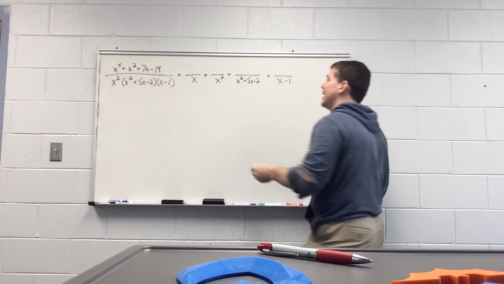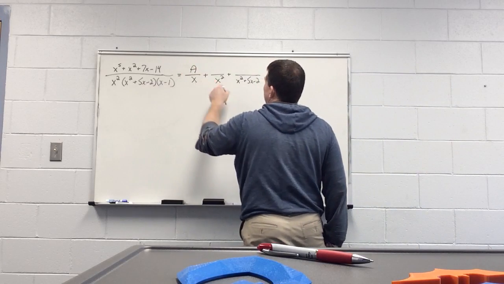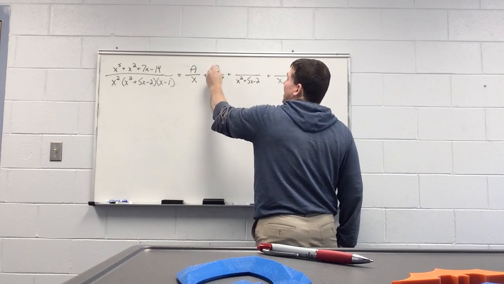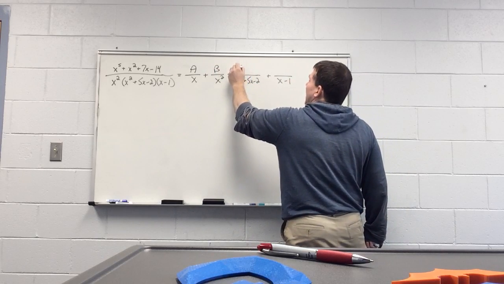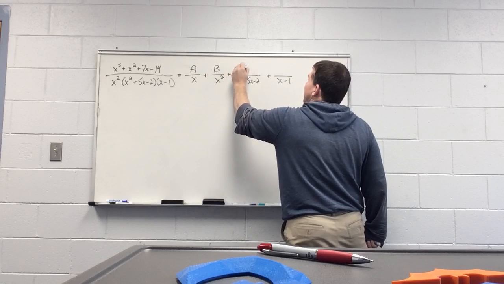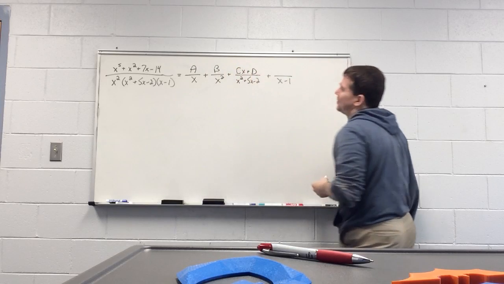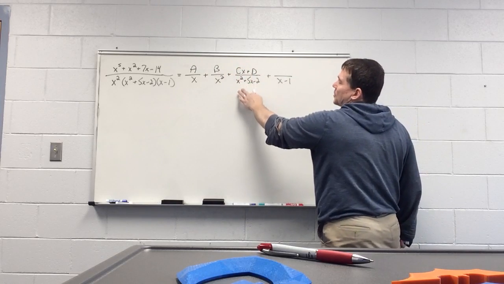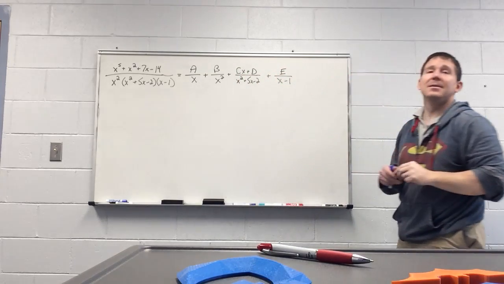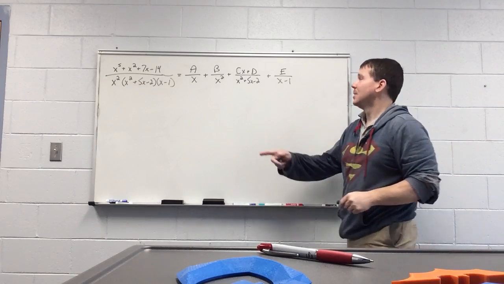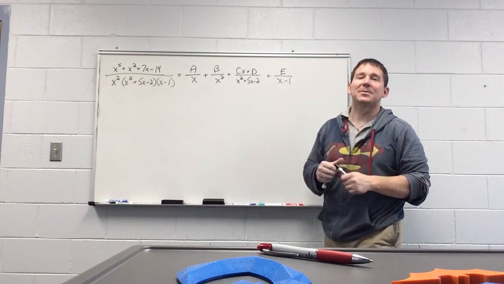Then I would list all my numerators. This is linear, so that's an A. This is a linear thing squared, so that's still a B. This is an irreducible quadratic factor, so I put a Cx plus D, since I just keep going alphabetically. That's linear on top. This last one is just an E. And now I have 5 variables to solve for.